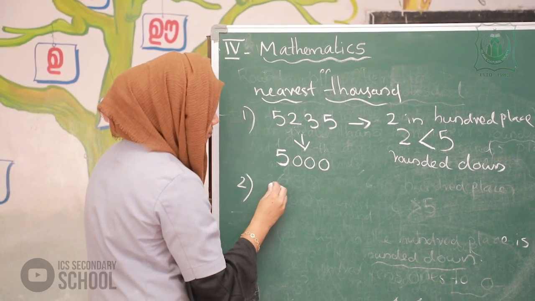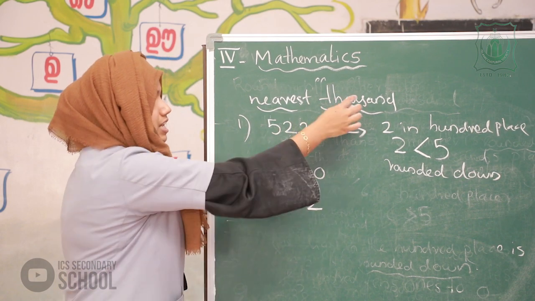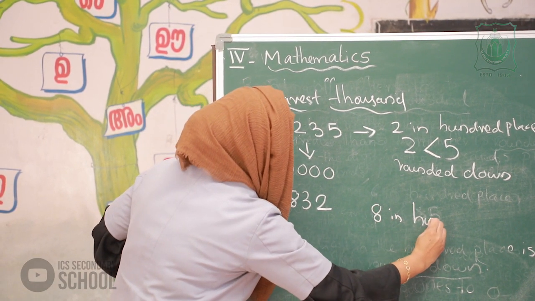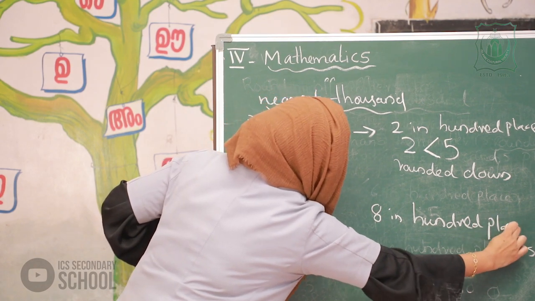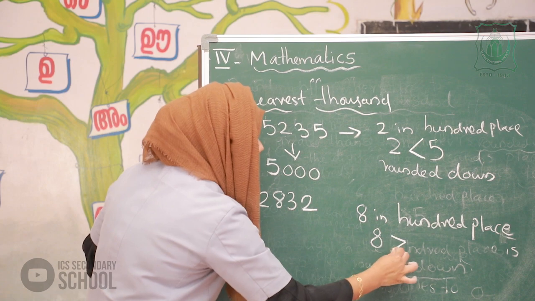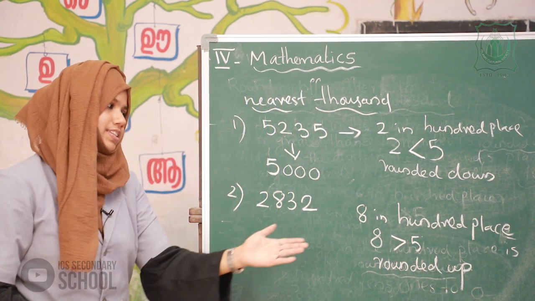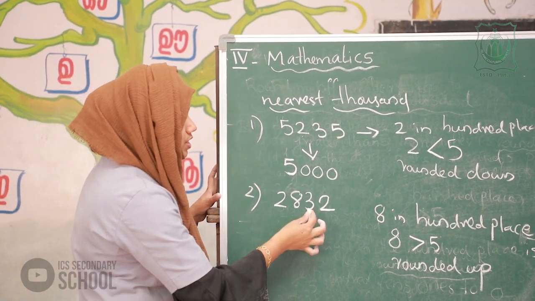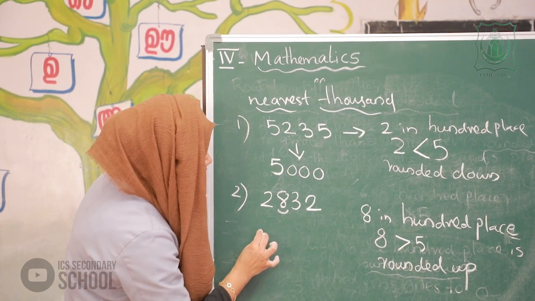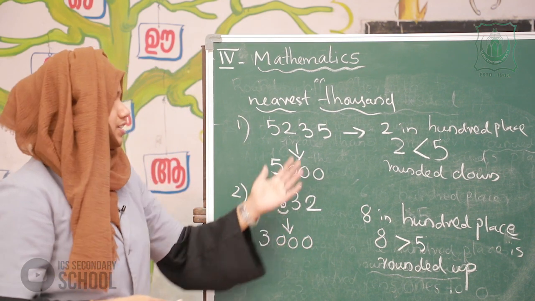Next, I have another example. Find out the nearest thousand of 2832. Which number is in the 100 place? 8 is in the 100 place. 8 is greater than 5. So is it rounded up or down? Rounded up. Next, find the nearest thousand of this number. The 100 place is greater than 5, so add 1 to the 1000 place and change the other numbers to 0. You got it?